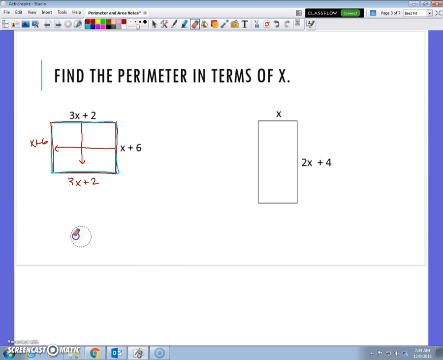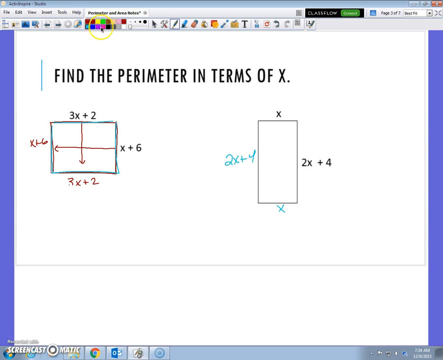Now, same idea here with this next one, but we're going to approach it a little differently. So you have options here. I want you to be able to do this in different ways. I'm still looking for the perimeter on this rectangle, and I know that across from this x is another side with the same length of x, and across from this 2x plus 4 is another 2x plus 4.